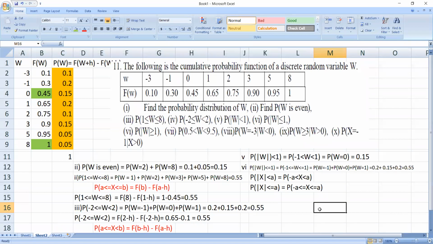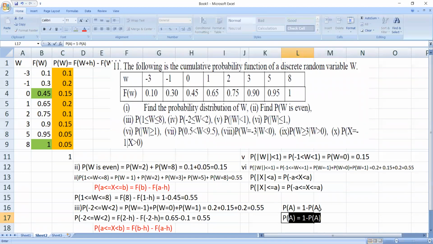Mod W greater than or equal to 1. I can use the complementary formula, and you can solve this. So P of A is equal to 1 minus P of A dash. You can use that formula because we already have the less than case. So you can use this and obtain the answer.